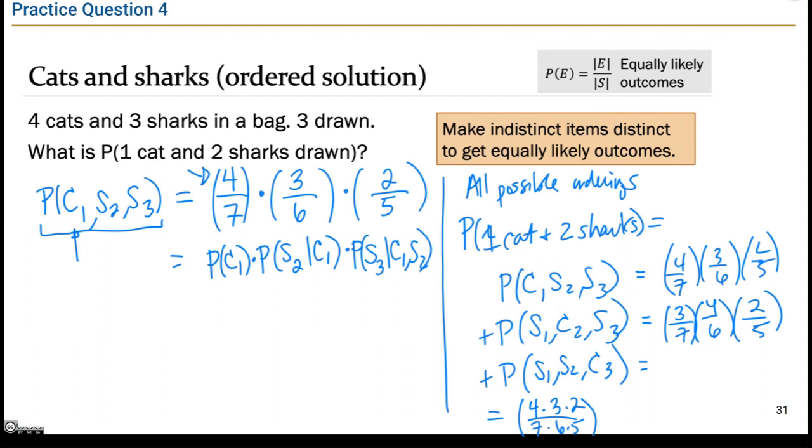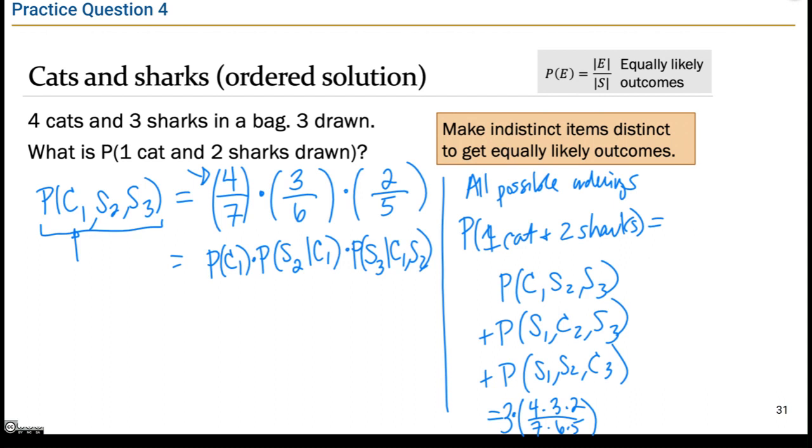Okay. And same thing with the last one. So I'm going to end up with 3 times this. Oops, let me erase this. And I like viewing it this way because this is like the probability of one of the orderings, and then this is how many orderings I get. Okay, that is one way to think of this problem, and it was by starting with an ordered solution, even though we weren't given one in the instructions.